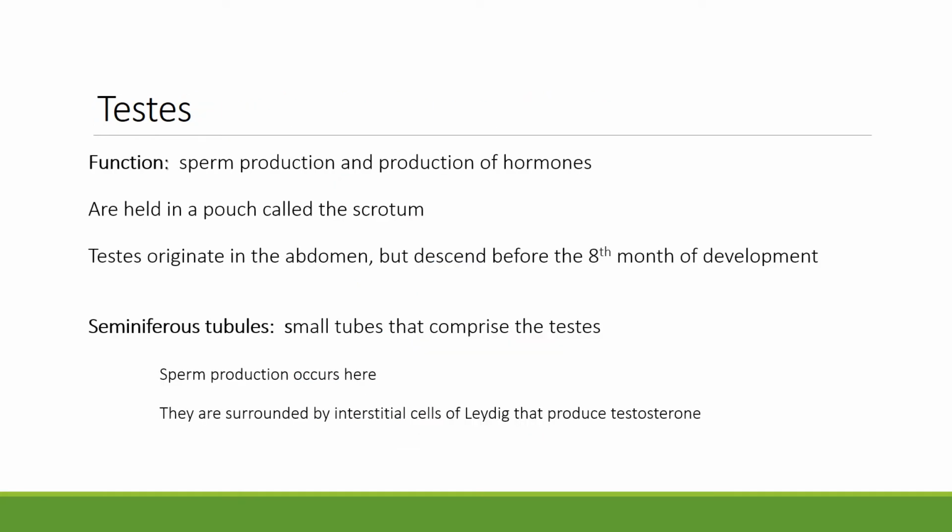Remember that the testes is the location of sperm production and the production of hormones. The testes are held in a pouch called the scrotum. The testes originate in the abdominal cavity, but prior to the 8th month of development, they should descend into the scrotal sac. The seminiferous tubules are small tubes that make up the testes, and this is where sperm production occurs. Surrounding these seminiferous tubules are the interstitial cells of Leydig, which is the place where testosterone is produced.